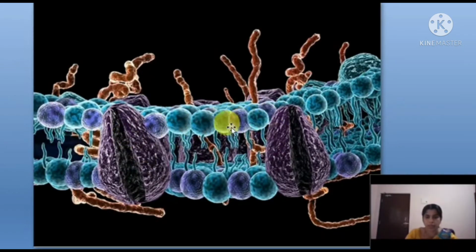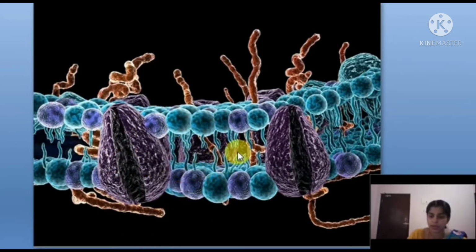The cell membrane is composed of lipids and proteins. See, these are the lipids. It is a bilayer, 40 percent, and these are the proteins. This is the integral protein. These are also proteins. These proteins are 52 percent of the cell membrane. So the cell membrane forms the outer covering of each cell.